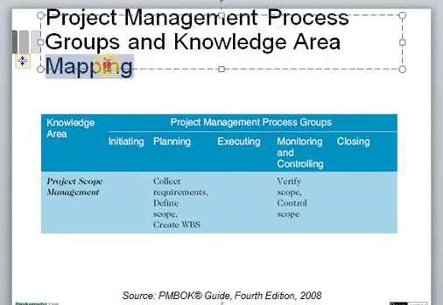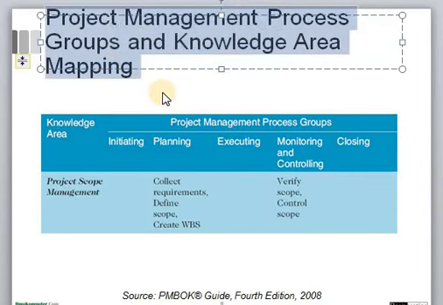So now we will see what is project management process groups and knowledge areas mapping. The knowledge area that we are focusing on here is project scope management. While mapping this knowledge area to the project management process groups, we can see that collecting the software requirements, defining the scope, and creating the work breakdown structure belong to the planning phase. So we can say that all of these three processes will be conducted in the planning phase of project management.